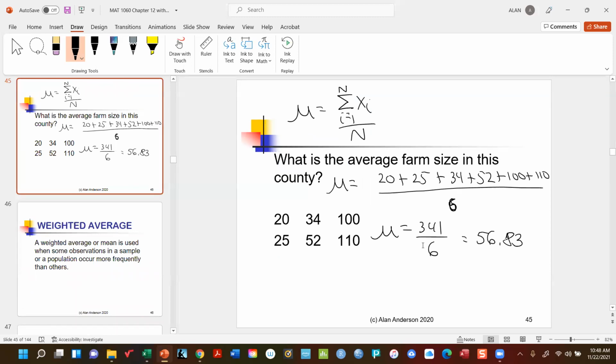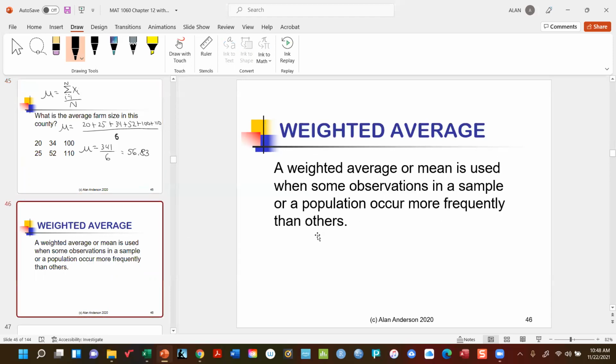All right. Now, the weighted average. This is a special case where we have a situation where some observations are more important than others, I guess you could say, or else they occur more frequently.